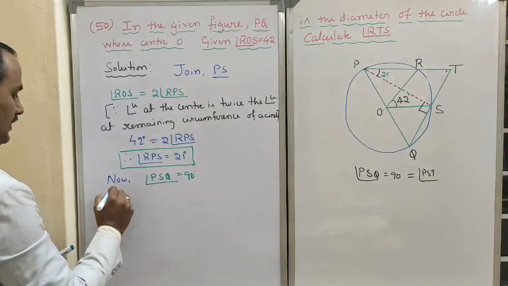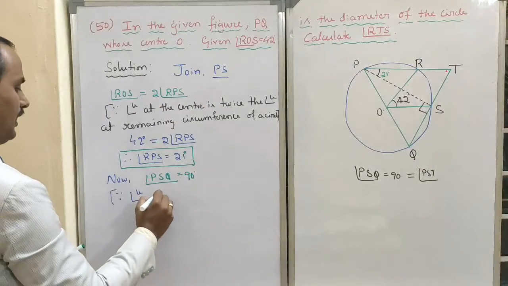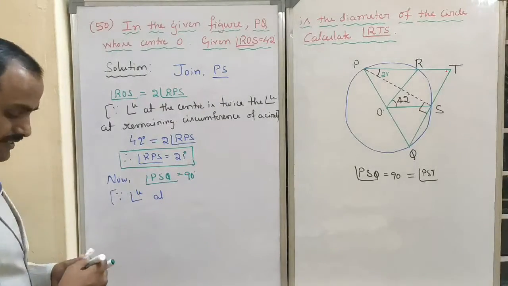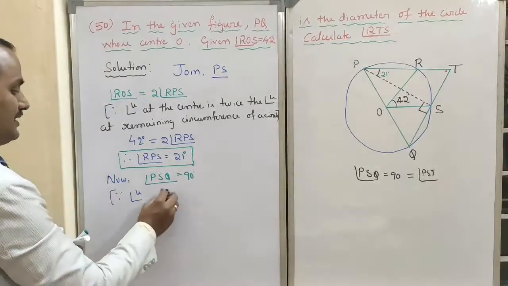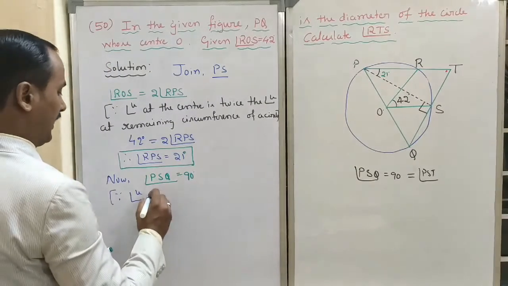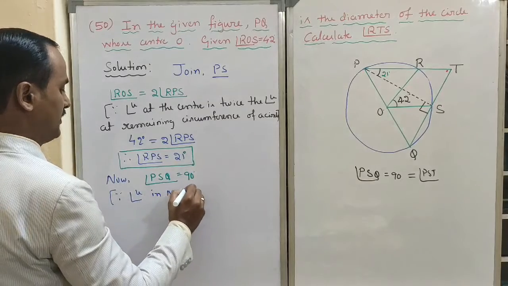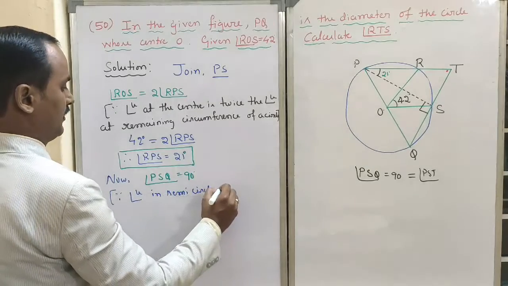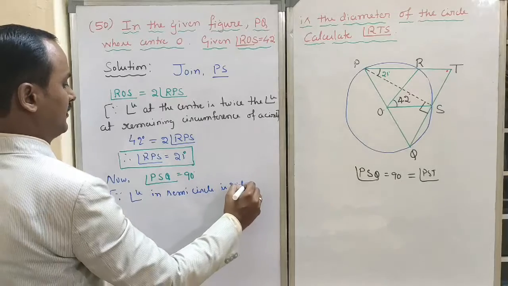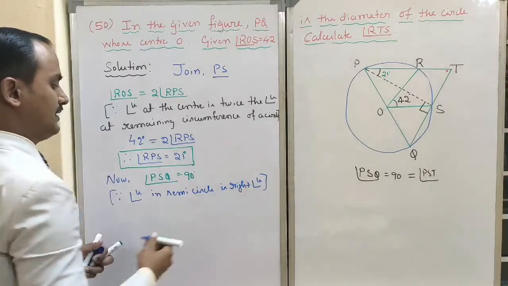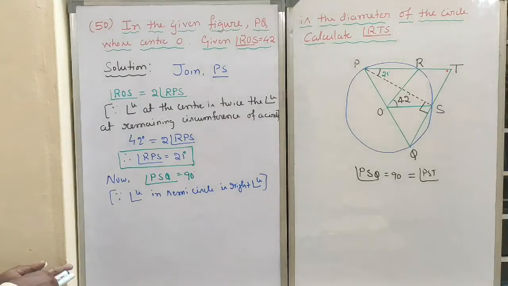Look here, reason: I will write angle in semicircle. Angle in semicircle is 90, a right angle. Angle in semicircle is right angle. Is it clear?